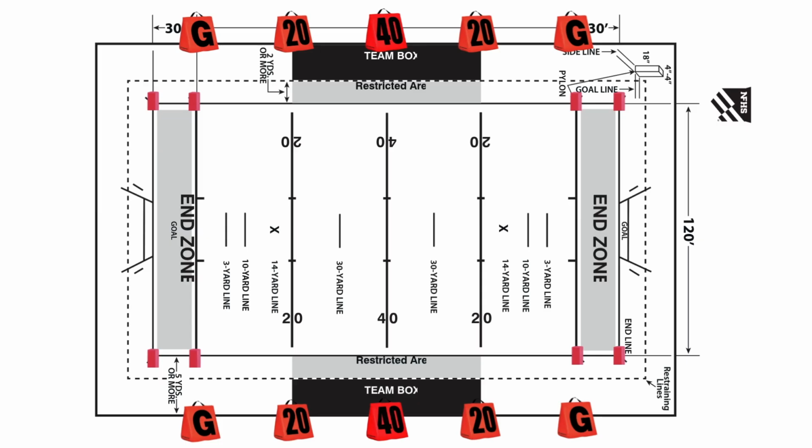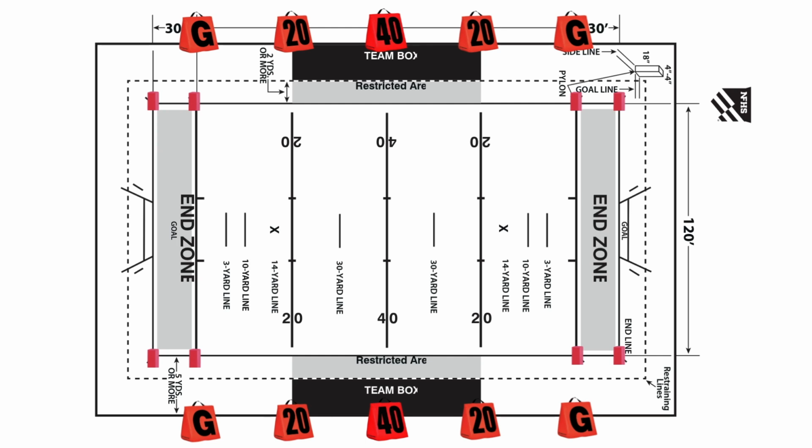And just a few other reminders about markings. The team box should be marked. The team box is in between the 20s on each side of the field. So each team gets their own side for their bench. But the players, the coaches, and team personnel need to stay within that team box. So in between the 20s, they cannot wander down in between the 20 and the goal line.